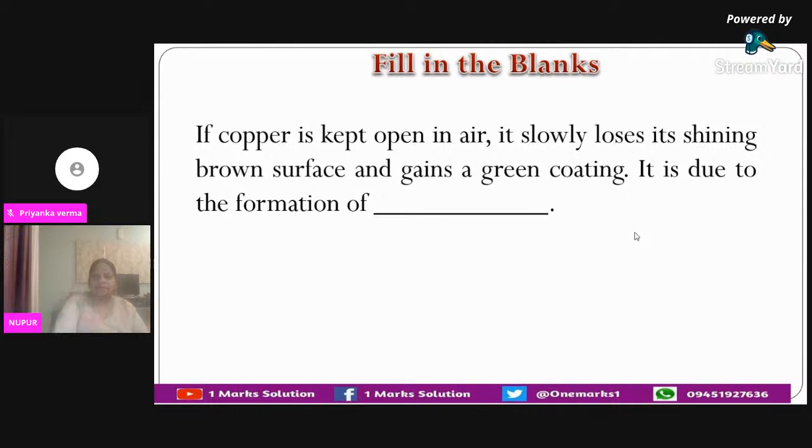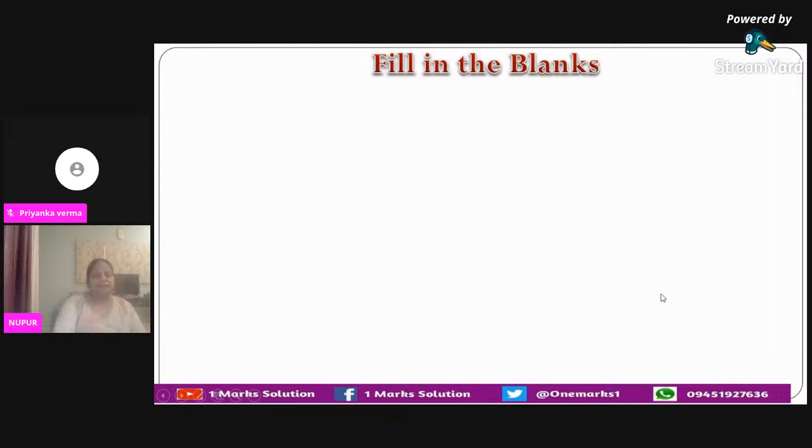If copper is kept in open air, it will lose its shining brown surface and gain a green coating. Now, why does it happen? You have seen copper vessels kept in your home. If they are not used and cleaned for a long time, they will become dull and the shine will go off and a green coating is formed, which is poisonous. And that is because copper carbonate has got deposited on it.